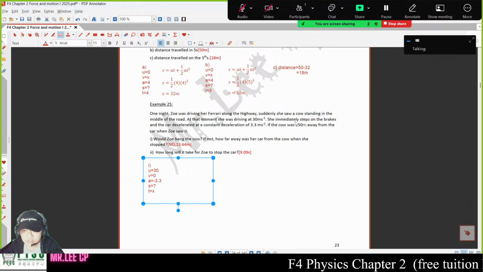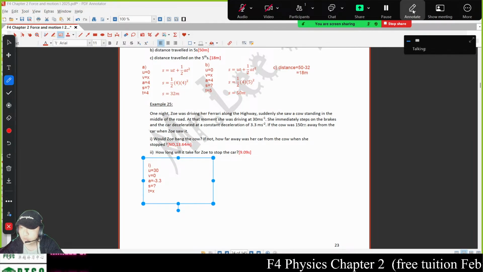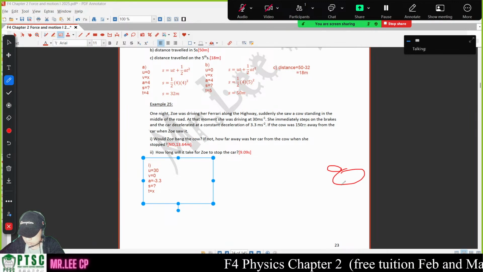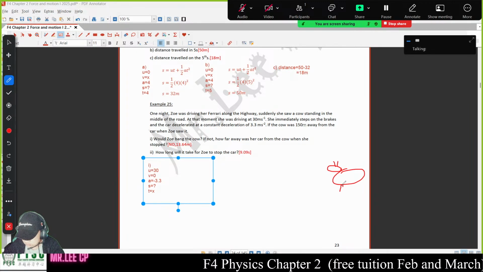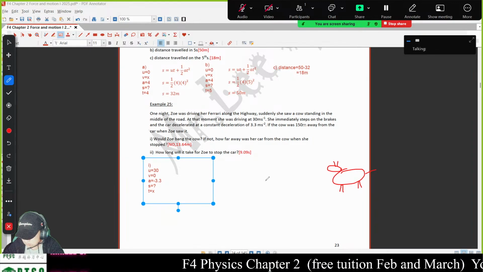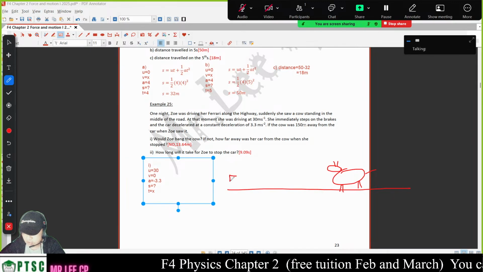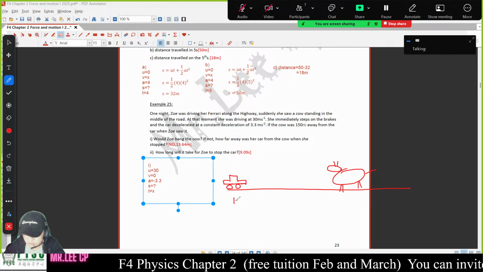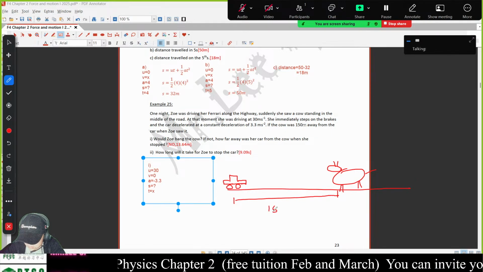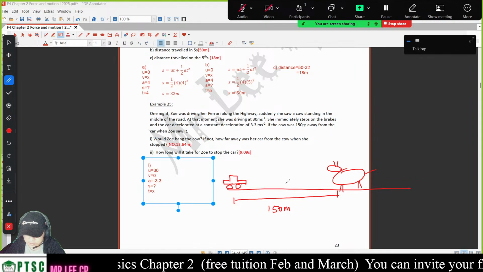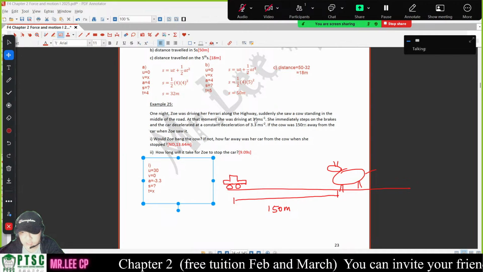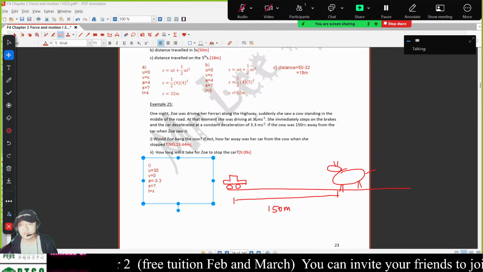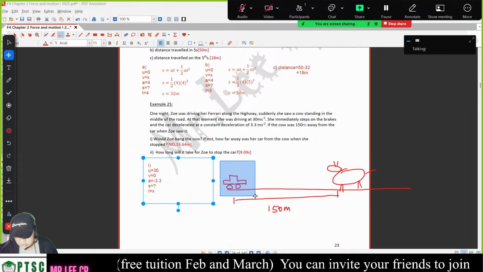Now, teacher, the question gives 150. Okay. Now, see, this is a cow. So your Ferrari is here. You were driving, so here got 150 meter. So the question is, you are driving 30. Suddenly you see a cow in the middle of the road. What do you do? You press the brake, so you are going to stop.